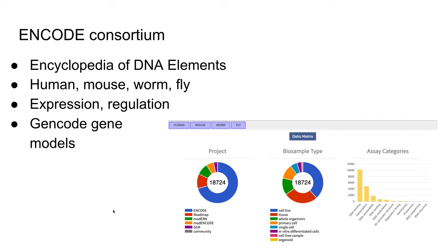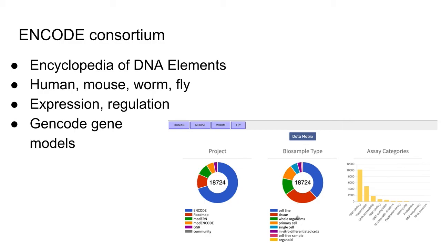Lastly, I wanted to show some efforts where consortia have made an effort to annotate the genome, and they try to put as much information as possible onto the genome sequence. Maybe the most well-known is the ENCODE consortium, the Encyclopedia of DNA Elements. They made annotations for human, mouse, worm, and fly. It's about gene expression, about gene regulation, and they also make their own gene models, which are the GENCODE models.